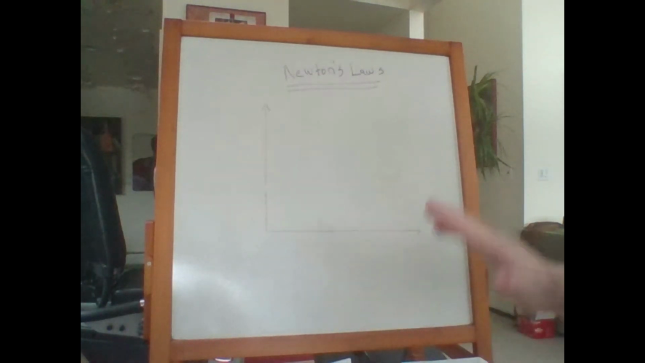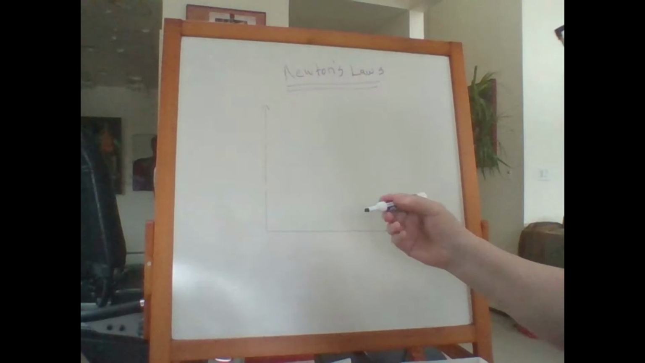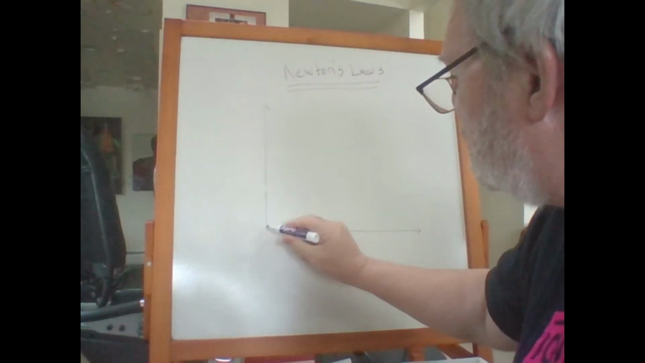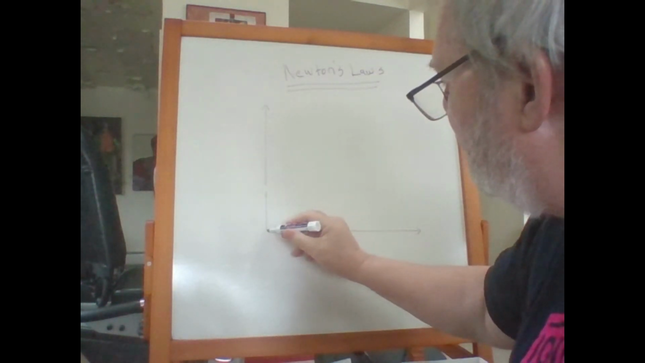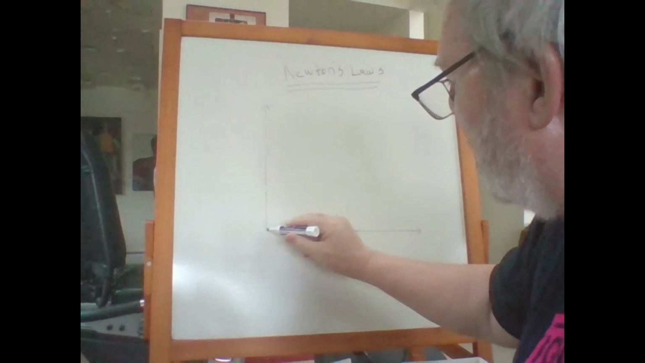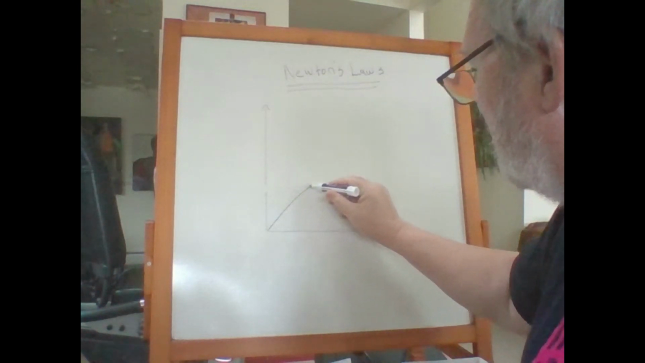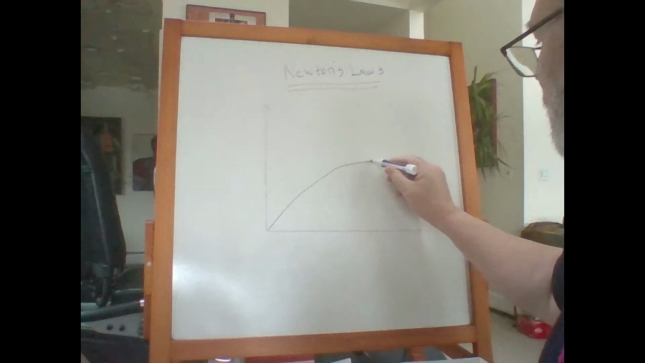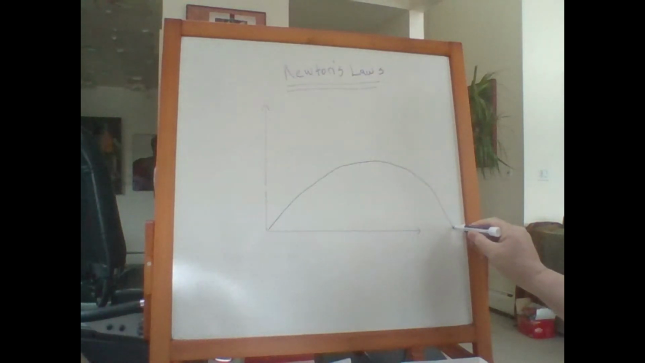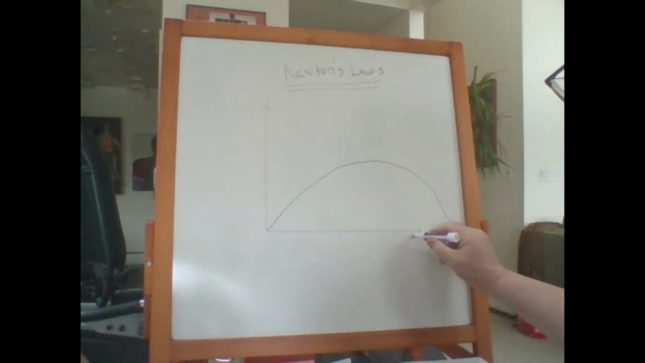So we have projectile motion. We shoot our object, let's say a rocket or a cannonball, up in the air, and it goes up and curves down because of gravity and hits the ground at some point x. We're going to say x1 along the x-axis.